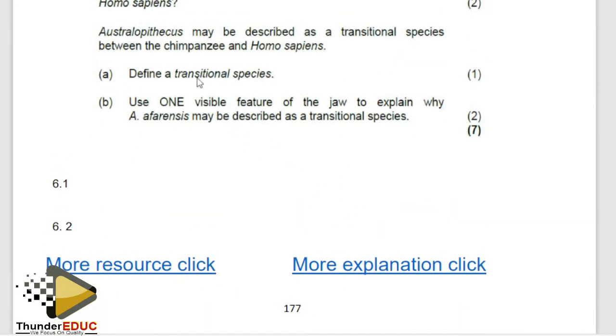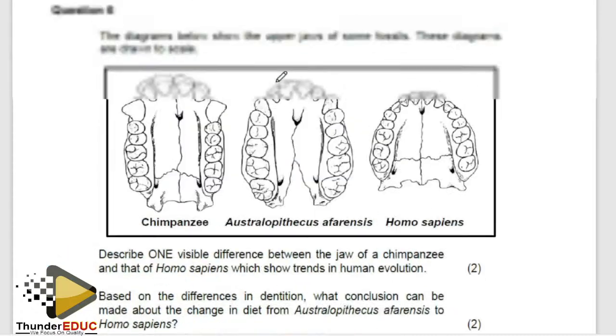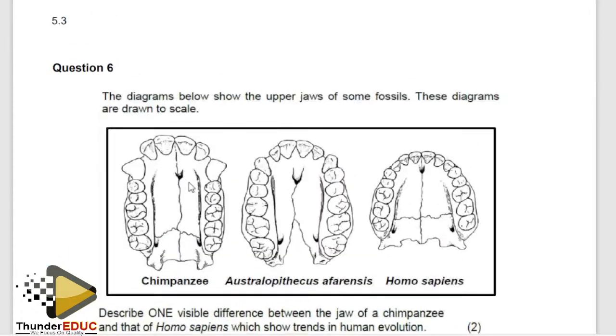What is a transitional fossil? Now, what shows that this is a transitional fossil? You can talk about, maybe they can say that this is X, this is Y, and this is Z. Y is a transitional fossil. Give a reason for your answer. Because it has characteristics of both this and this. Now you can talk about that because they have given you a scenario to use.